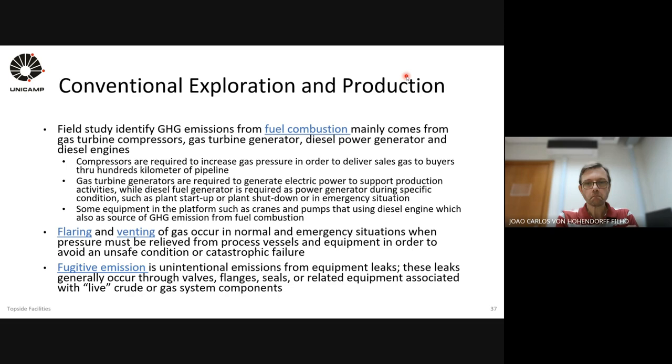Other greenhouse gas emissions come from flaring and venting of gas that occurs in normal and emergency situations, when the pressures must be relieved from process vessels and equipment in order to avoid an unsafe condition or catastrophic failure.